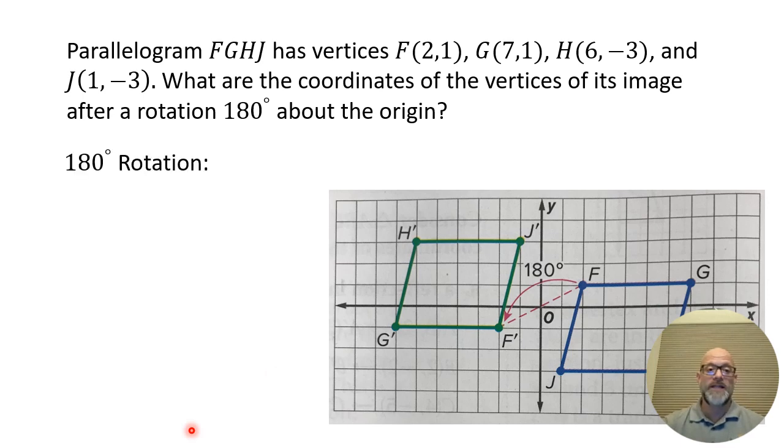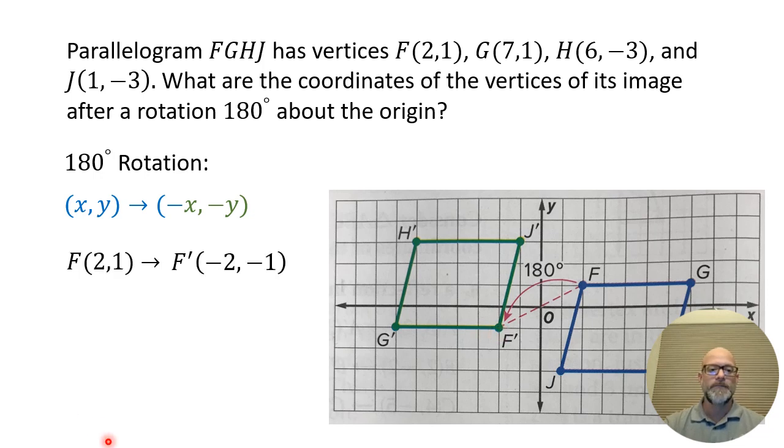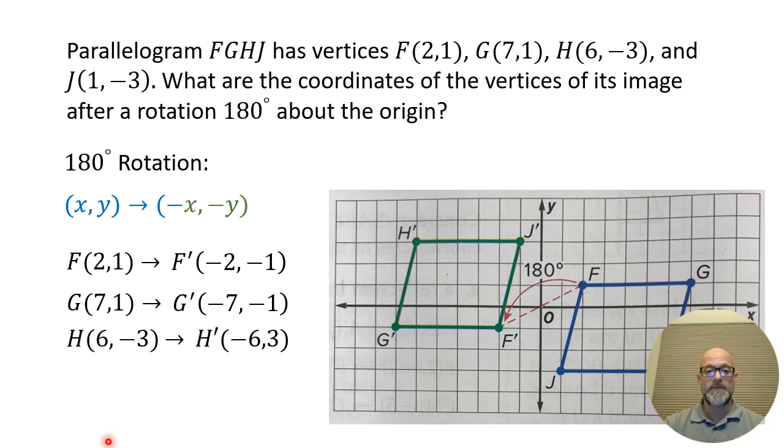What was the rule for 180 degree rotation? XY maps to negative X, negative Y. Well, that's easy. And it's true. Look over here. F's at what? 2, 1. So according to this rule, 2, 1 would map to what? Negative 2, negative 1. Is that what it maps to? Negative 2, negative 1? Absolutely. G is going to map to negative 7, negative 1. And H is going to map to negative 6, positive 3. Why? Because you have to negate both X and Y. Negating 6, you get negative 6. Negating negative 3, you get 3. Okay, 1, negative 3, where's that going to land? Negative 1, positive 3.